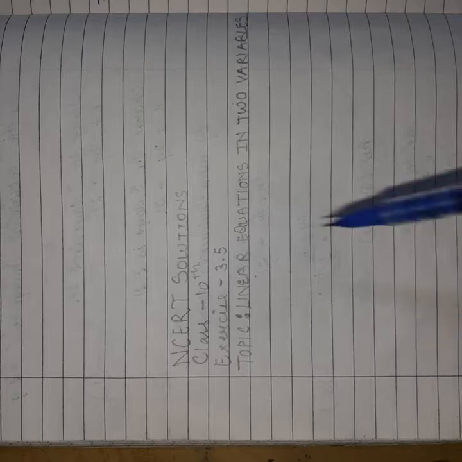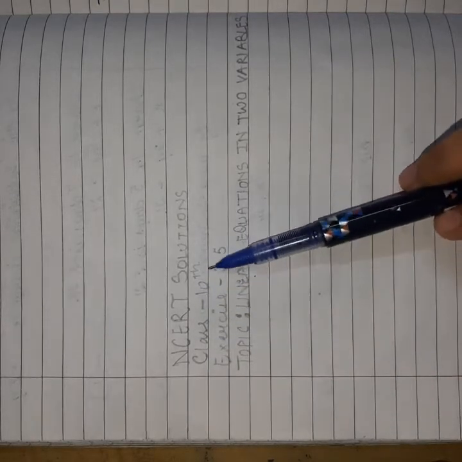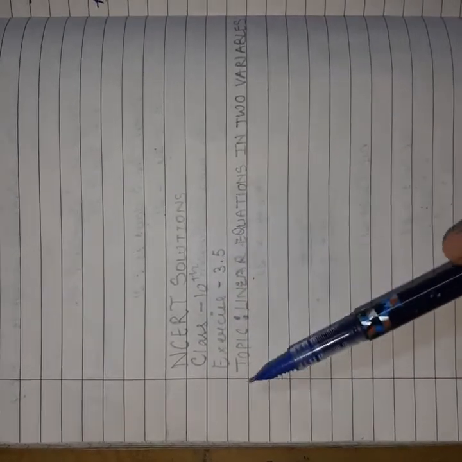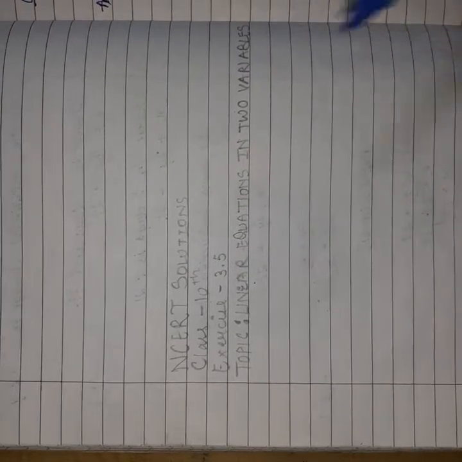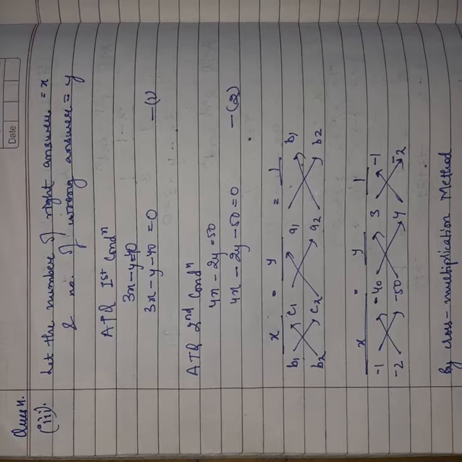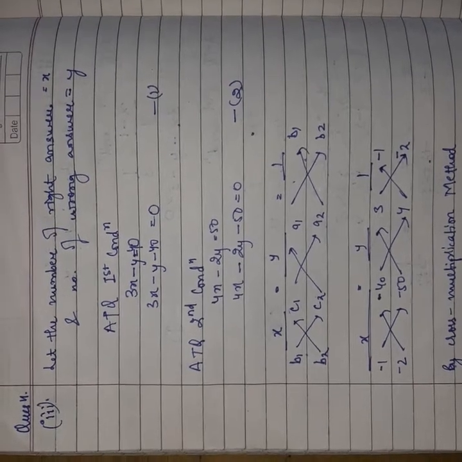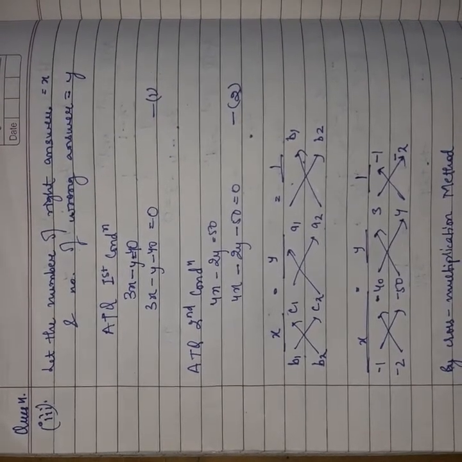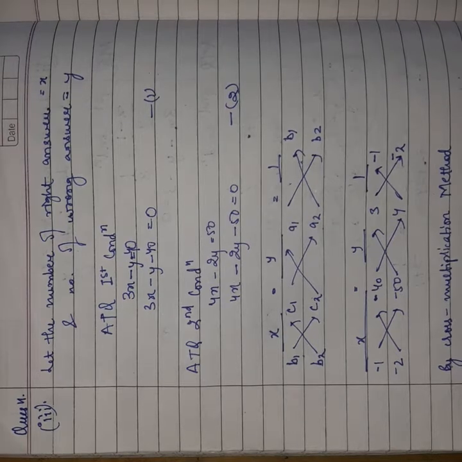Here we would be discussing NCERT solution for class 10th mathematics, exercise 3.5, topic linear equation in two variables. So this is a continuation video for question number 4 of 3.5. We have to do part 3. The above parts were done in the previous video, you can check them out.